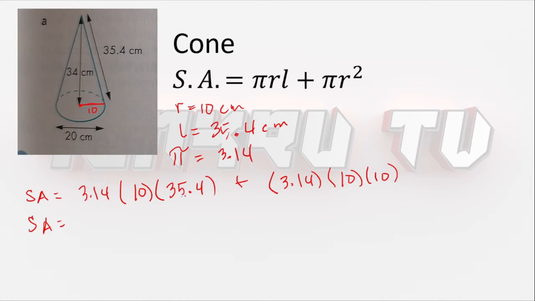Ilan ito? Kung gagamit tayo ng calculator, so meron tayong 1,425.56 square centimeter. Okay, so yan. So 3.14 times 10 times 35.4, so plus 3.14 times 10 times 10. So ito yung ating sagot. Ang surface area ng cone natin ngayon is 1,425.56 square centimeter. Okay, next.